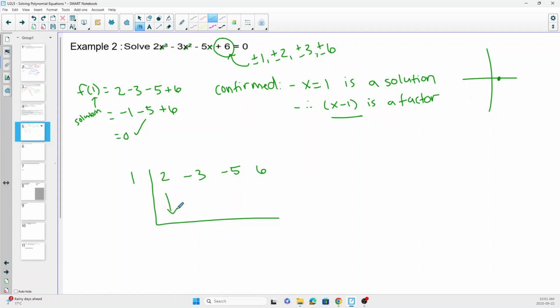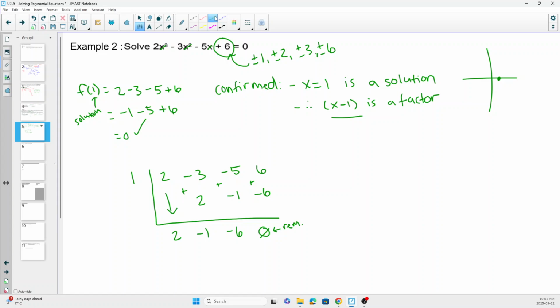So I got to bring this 2 down. 1 times 2 is 2. I'm adding negative 3 plus 2, negative 1. 1 times negative 1 is negative 1. Negative 5 plus 1 more negative is negative 6. 1 times negative 6 is negative 6. 6 plus 6 negatives is 0, which is great because this is my remainder. And we need our remainder to be 0, otherwise 1 is actually not a solution.